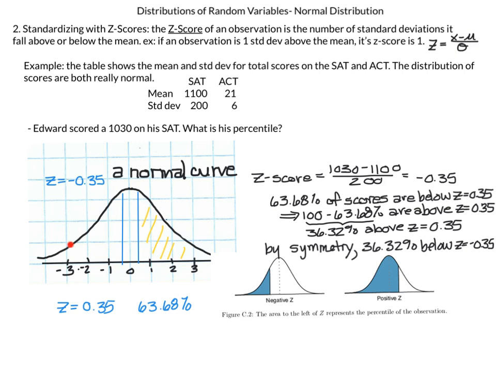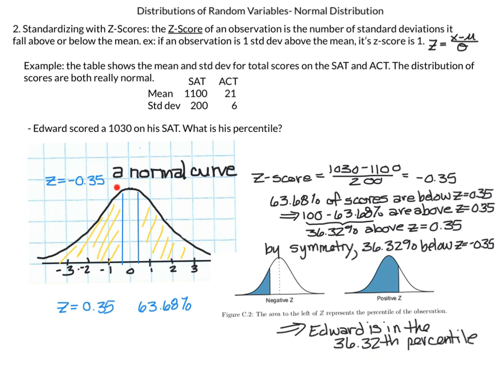Now remember, this normal curve is symmetric. So that means by symmetry, and remember this is our line of symmetry, this yellow portion is equal to this yellow portion. So in other words, 36.32% lies below z equals negative 0.35 because of symmetry. So in other words, Edward then scored above approximately 36.32% of the test takers. So he is in the 36.32nd percentile, or maybe just say the 36th percentile.